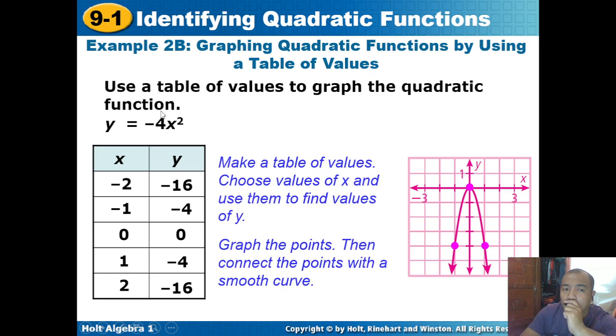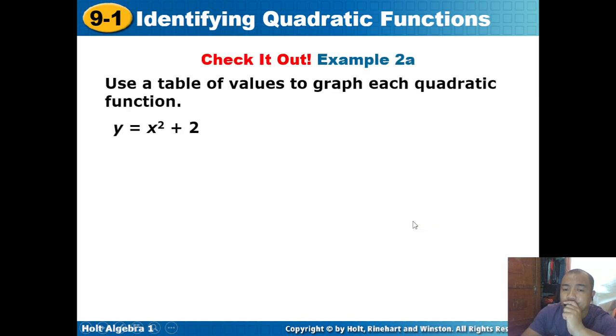Why? Because the value of a is negative. a is less than 0. So if a is less than 0, then the parabola opens downward. But if a is positive, then it will open upward.